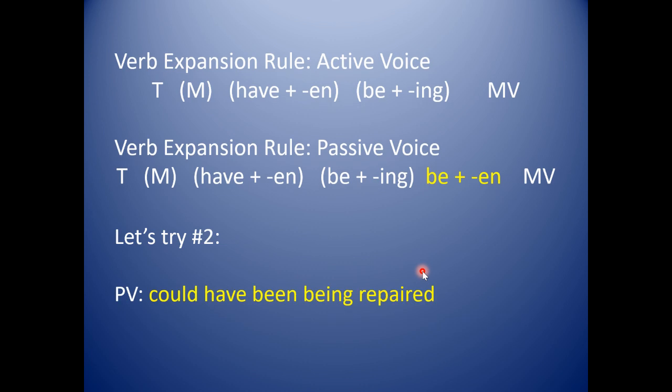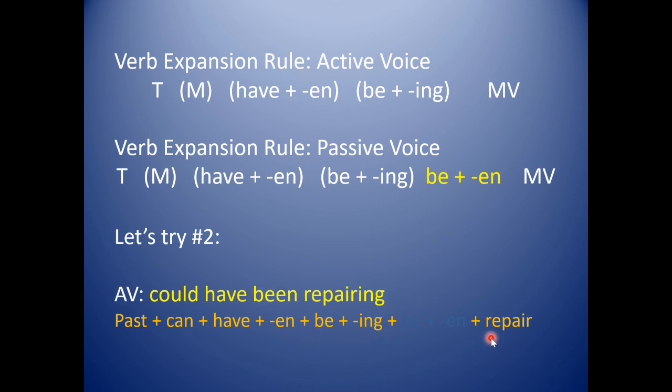Let's try another one. Could have been being repaired. Well, this is 5 words, so it needs to be reduced to 4 words. Let's string it out. So this means I would have the past because of could. My modal is can, always in its present tense. I have a have, so I get to write have plus en. I have an ing, so I get to write be plus ing. It's passive, so here's be plus en, and then repair. When I change it into active voice, the be plus en disappears, and now I glue it back together. I should naturally lose a word, so this should still be could. Nothing changes there. Here's have, here's been, and here's repairing. That should give me could have been repairing, and that would be the active voice.